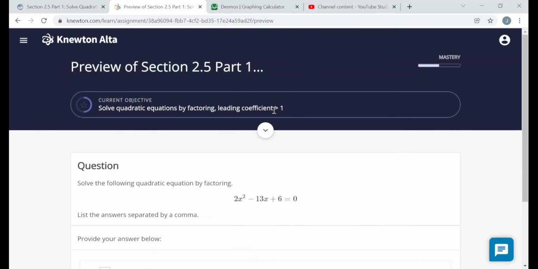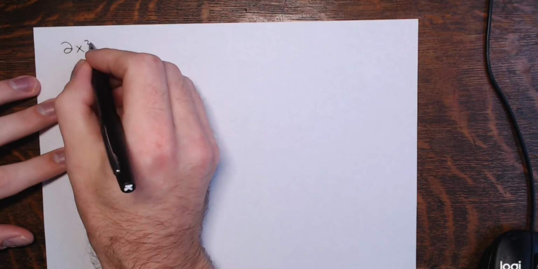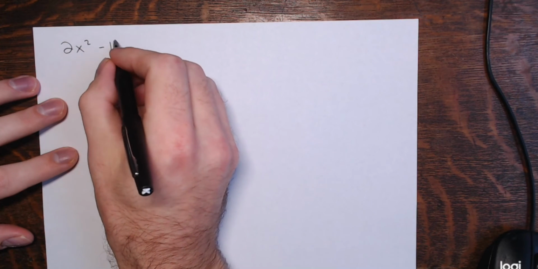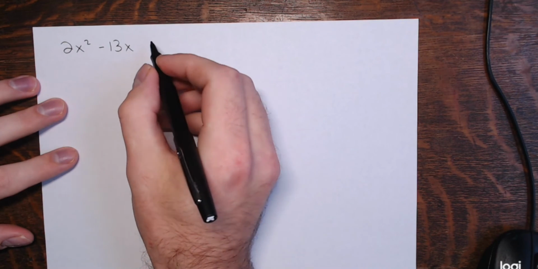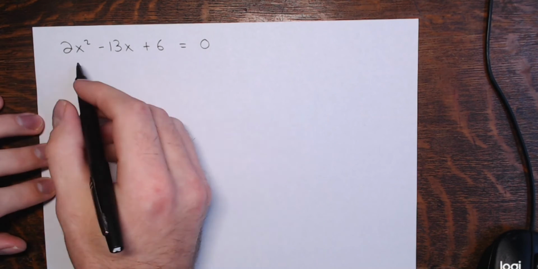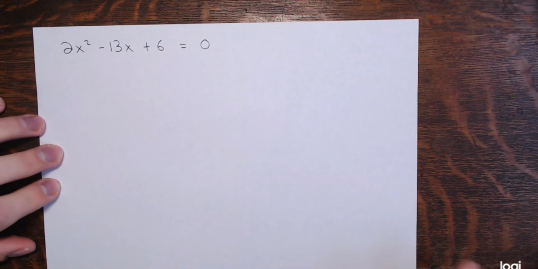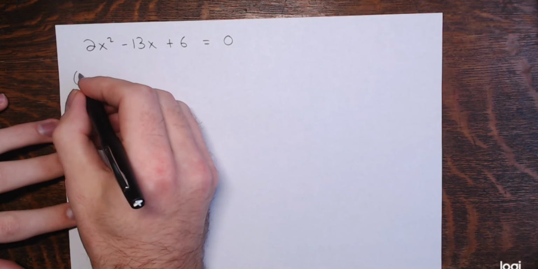Alright, still in that objective. So once again, I'll write this out, and we'll solve it by factoring. Alright, so here we have 2x squared minus 13x plus 6 equals 0. It's already everything on one side, 0 on the other. Hooray. Do that AC grouping method, right?